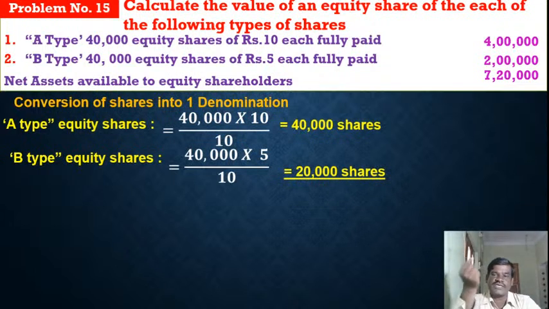What is the face value of a share? What is the number of shares? Automatically 20,000 shares. Actually, in B type of equity shares there are 40,000 equity shares. Now 40,000 equity shares are converted into 20,000 shares. You have got only 20,000 shares because rupees 5 converted into 10. When you convert rupees 5 into 10, automatically the 40,000 shares change to 20,000 shares.